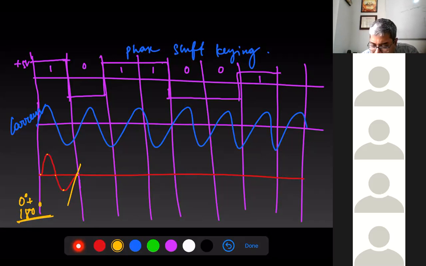Means 1 will be represented by the actual phase of the signal and 0 will be represented by the out of phase of whatever phase angle was there at that point. Got my point? ये अगर 0 डिग्री है तो उसका 180 डिग्री out of phase होगा. So now it is very difficult for you to visualize what is 180 degree out of phase.